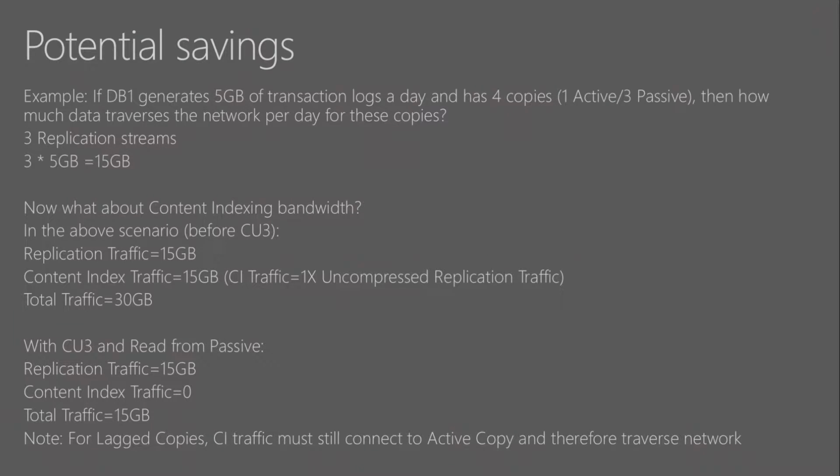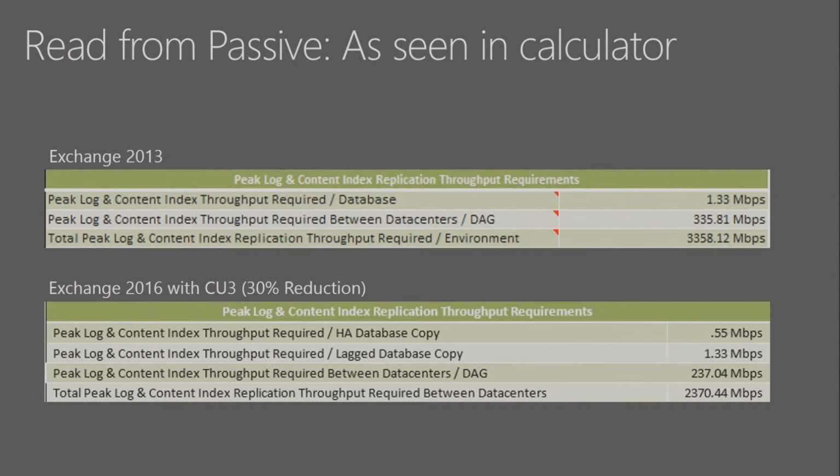With an important note, with lag copies, they must still, at this time at least, traverse the network and have the old behavior. So you're not going to be able to reclaim the utilization if you're using lag copies, which is why it's important to use the updated Exchange Server Role Requirements Calculator. It was updated last week when CU3 shipped. And you can see what type of savings you would get.